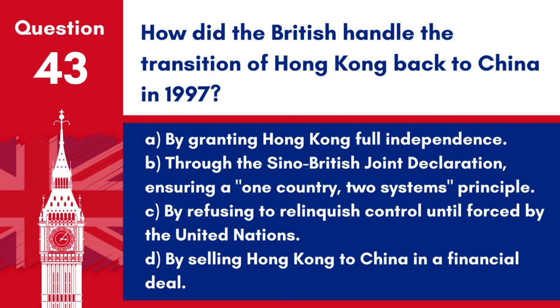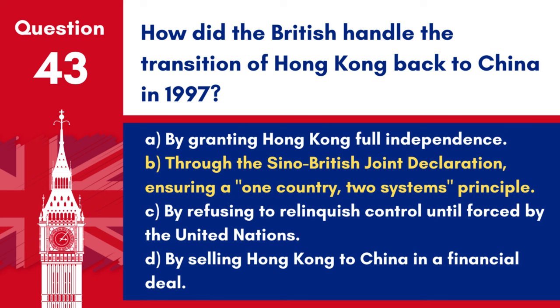Question 43. How did the British handle the transition of Hong Kong back to China in 1997? A. By granting Hong Kong full independence. B. Through the Sino-British Joint Declaration, ensuring a one country, two systems principle. C. By refusing to relinquish control until forced by the United Nations. D. By selling Hong Kong to China in a financial deal.